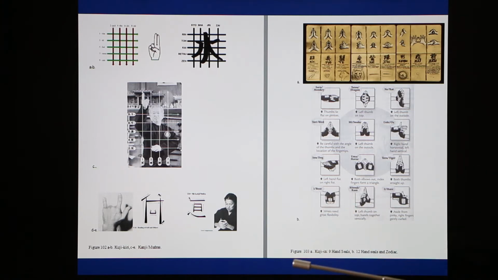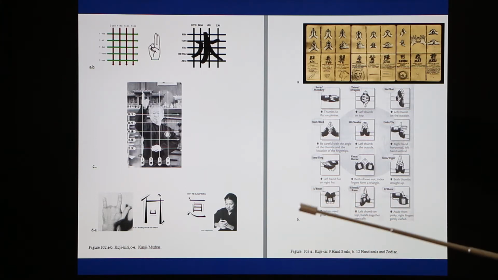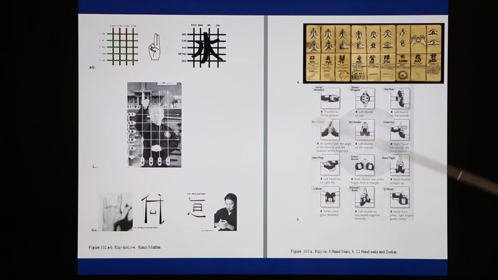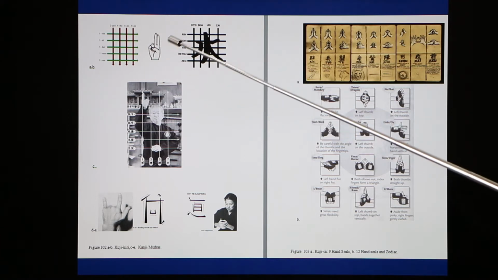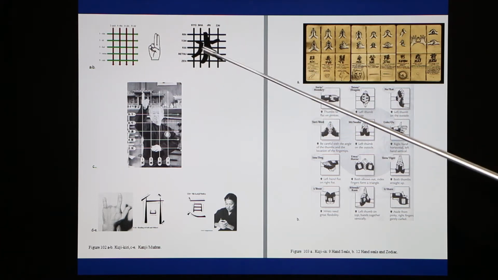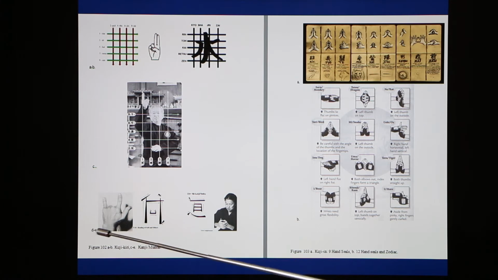And this applies not only in the north of Europe. If I go to Japan, I see that I can take a grid again, I can make a mudra, and I can make a Japanese letter. I can take a hand symbol, make a Japanese letter. And here are a whole series of them. Here again, a whole series of them. And these hand seals are linked now with the zodiac.